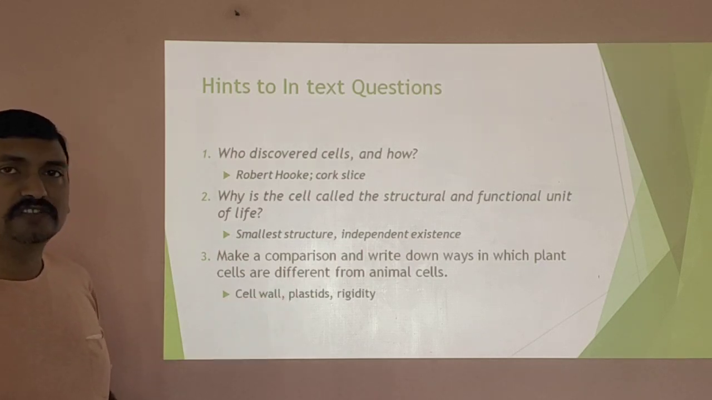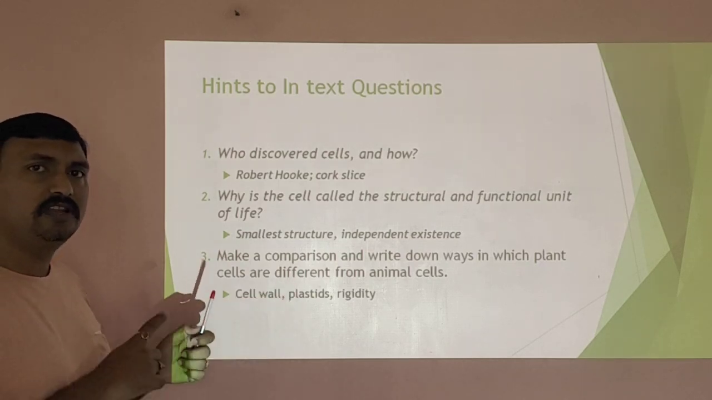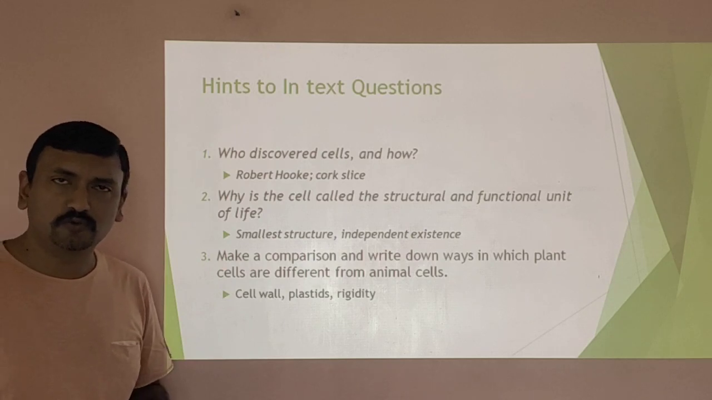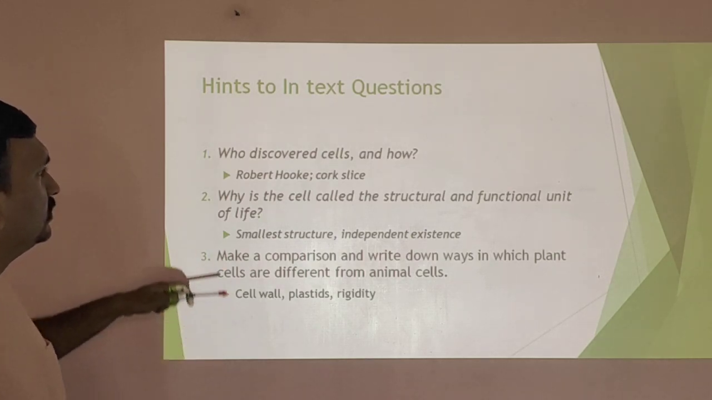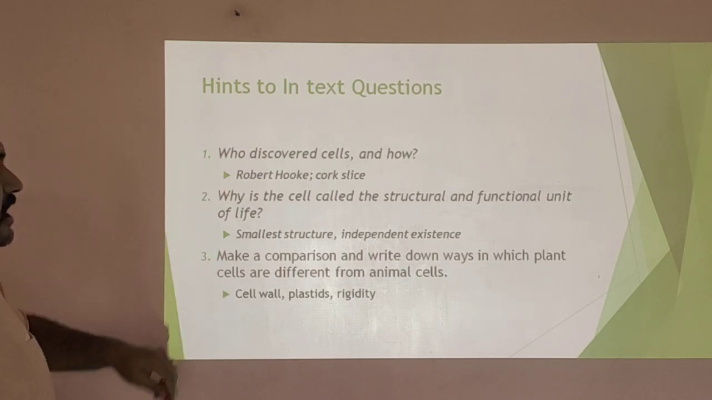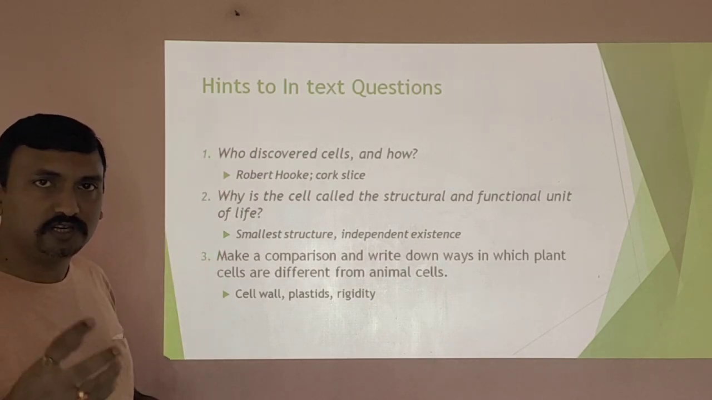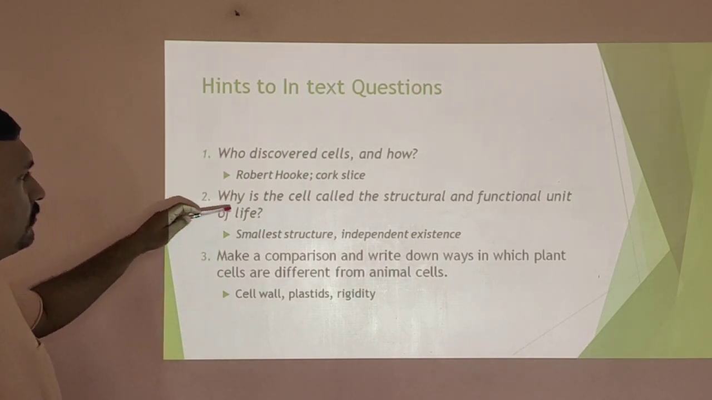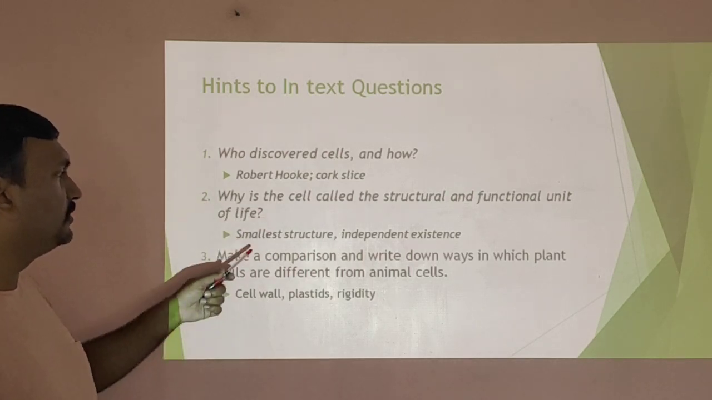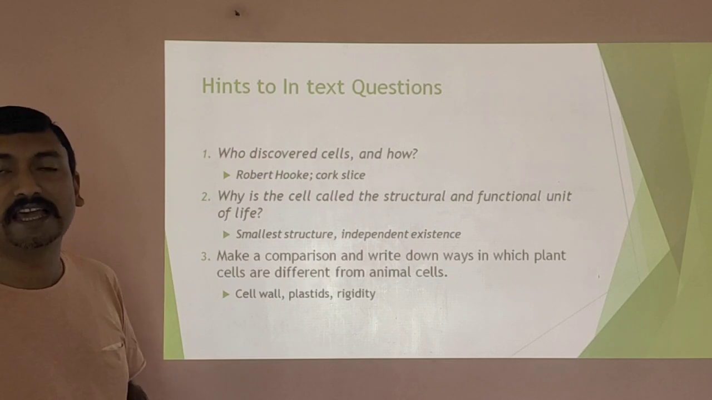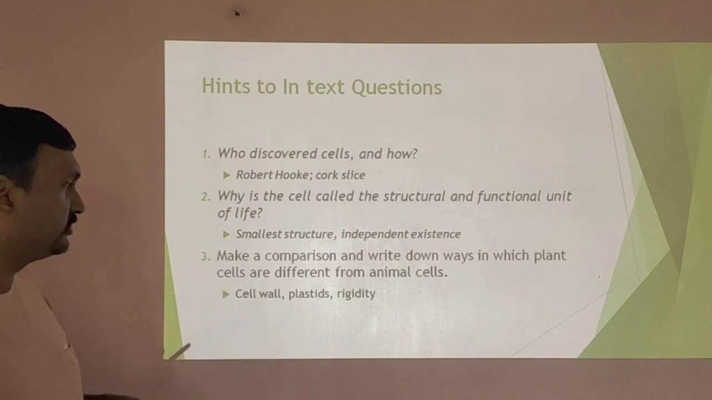Some in-text questions I am discussing here. I am only giving some hints to the questions which are there in your book. Try to make your own answers. Who discovered cells and how? Robert Hooke discovered them using a cork slice. Why is the cell called the structural and functional unit of life? Because they are the smallest structure which can independently exist.